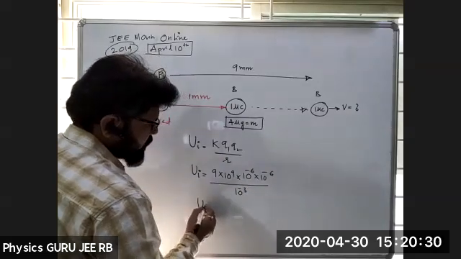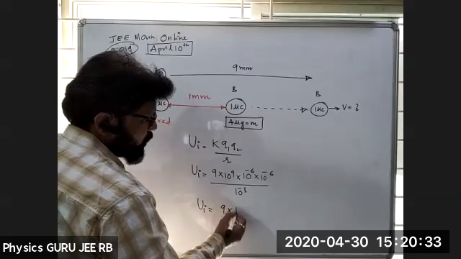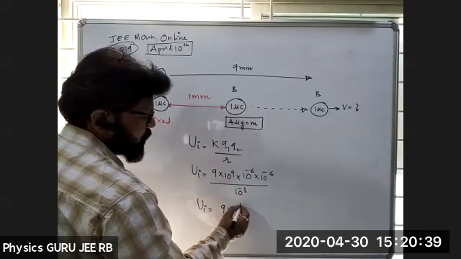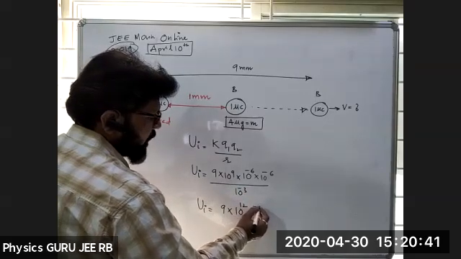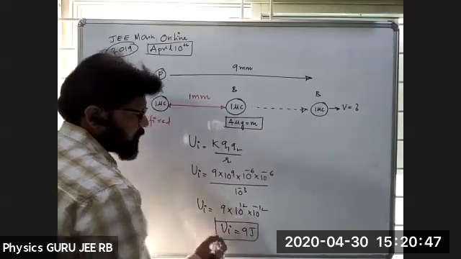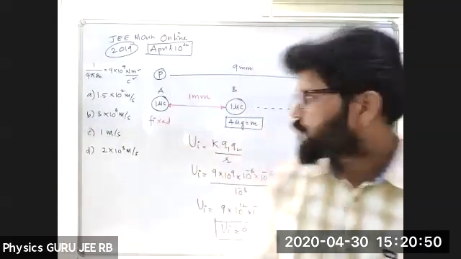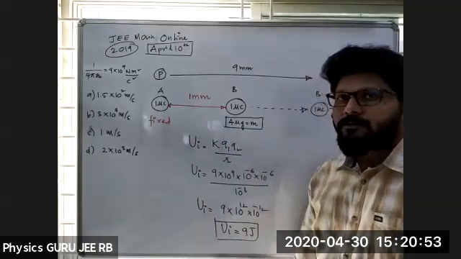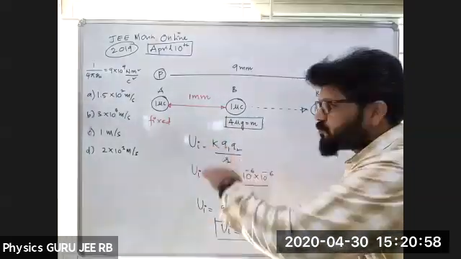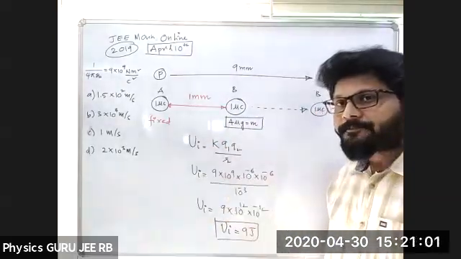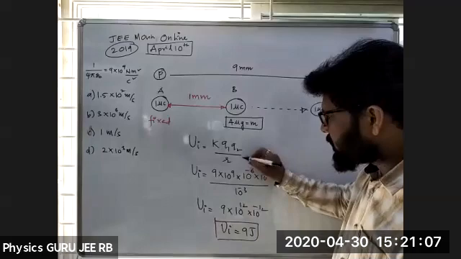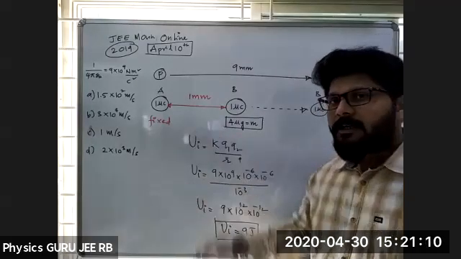So what I'll get now, initial is 9 into 10 to the power of 9. This goes to the numerator, 10 to the power of minus 12. So initial is nothing but 9 joules, right? So the initial potential energy between the two charges is 9 joules. Now, when it is released, as the distance is increasing, the potential energy will decrease.